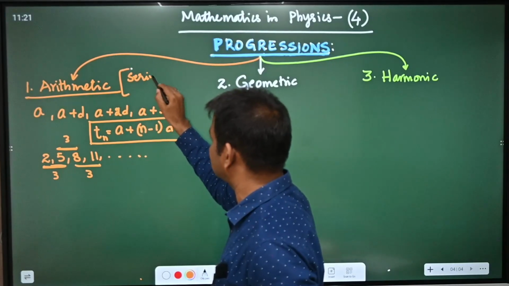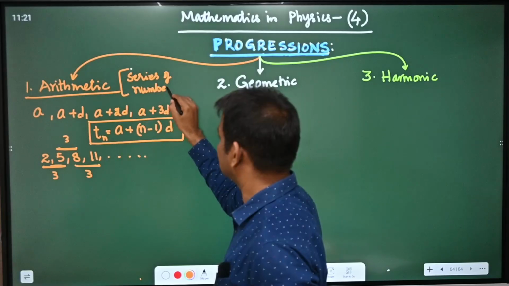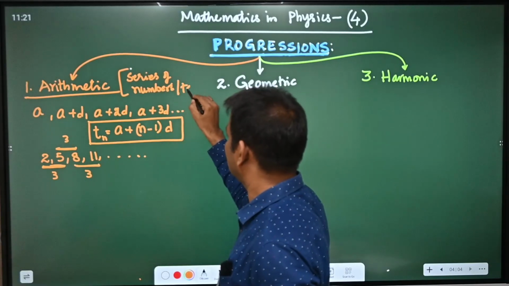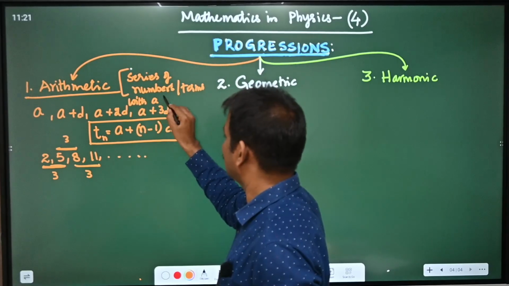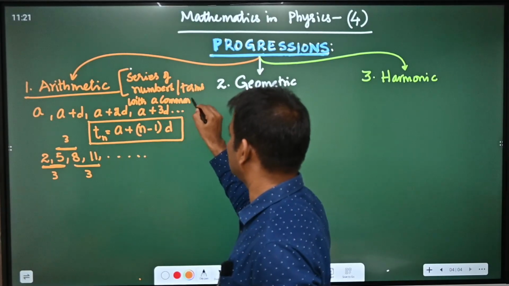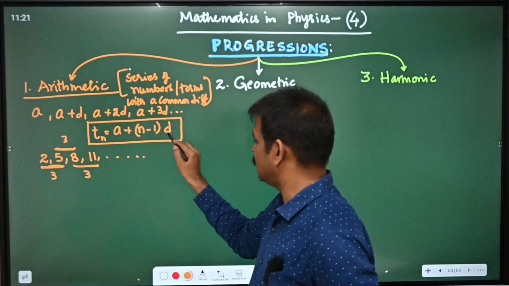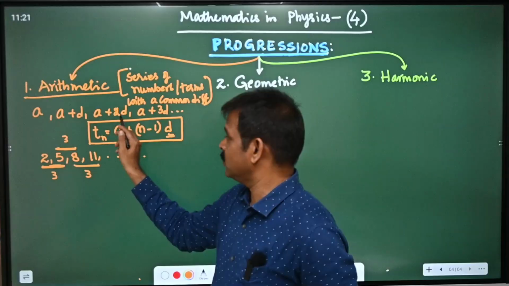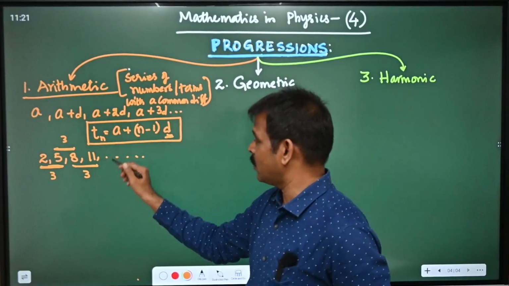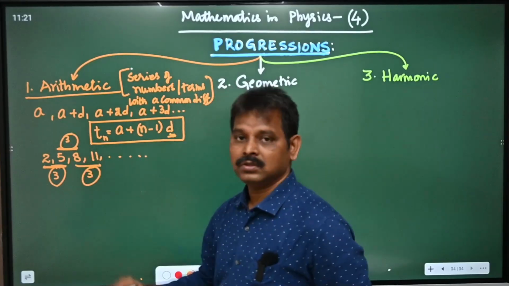So arithmetic progression is a series of numbers or terms with a common difference. The common difference is denoted by the letter D. This is the difference you can see between these two, common difference D, between these two, common difference D, between these two, common difference D. So here in this example common difference is 3.